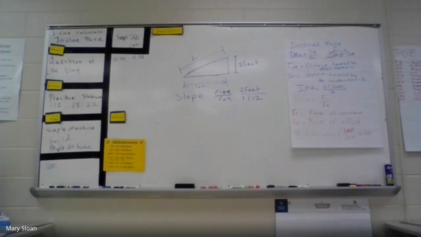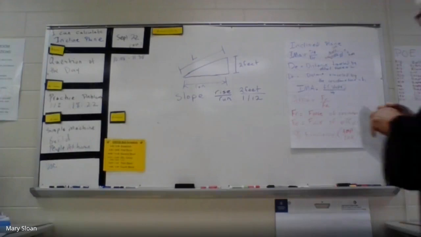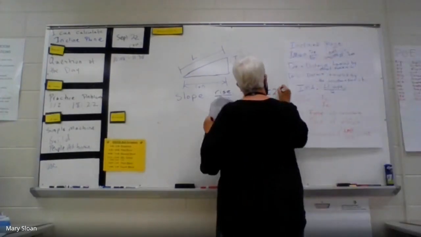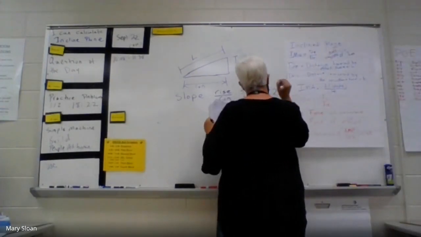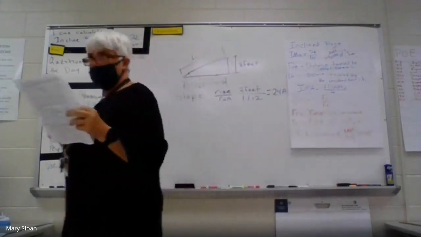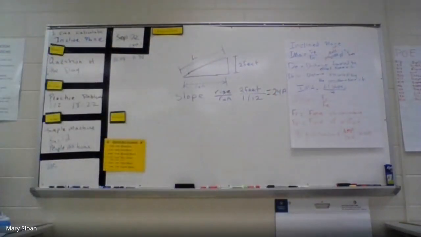24. 24 feet is what the answer is. Everybody good so far? That's the length. That is the slope. So 24 feet is my answer, right? Now that we have that, it says use the known height and calculated base length.